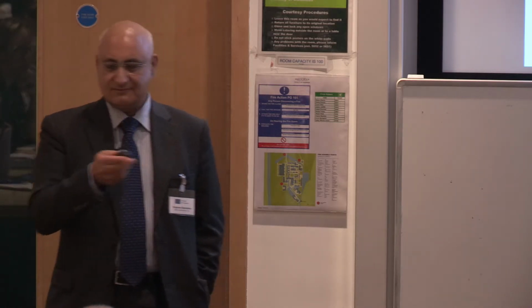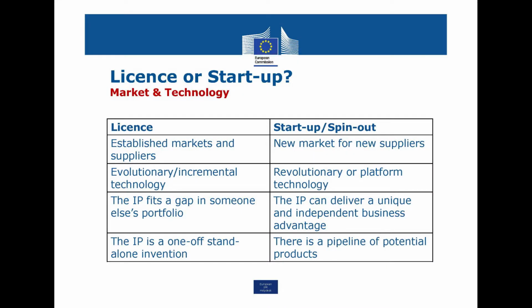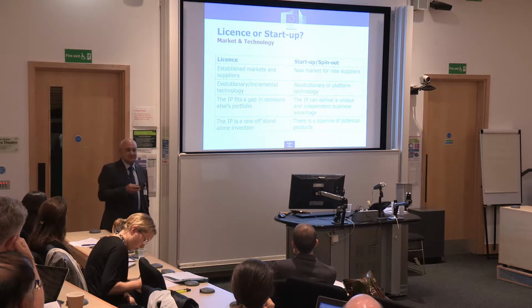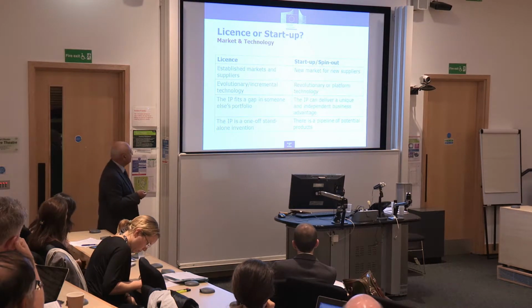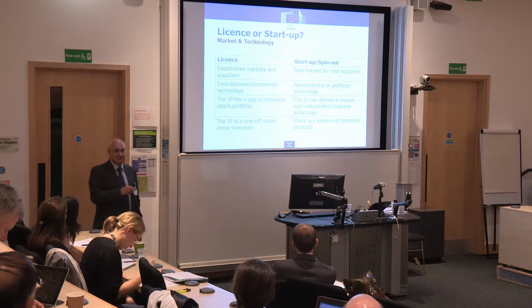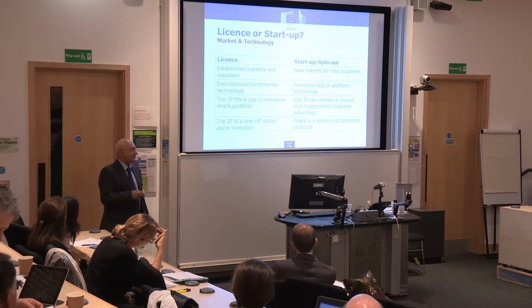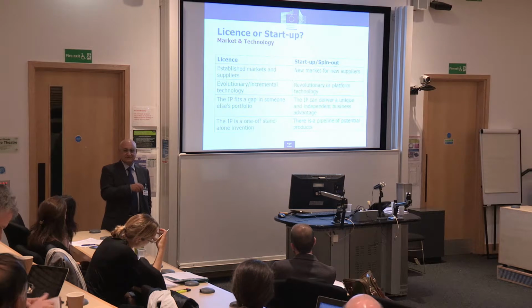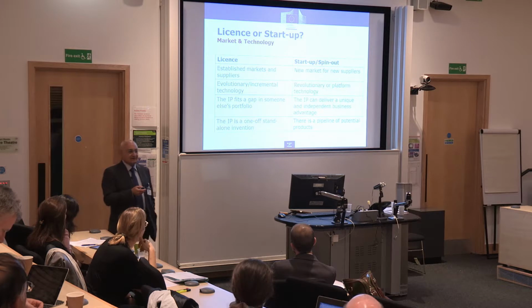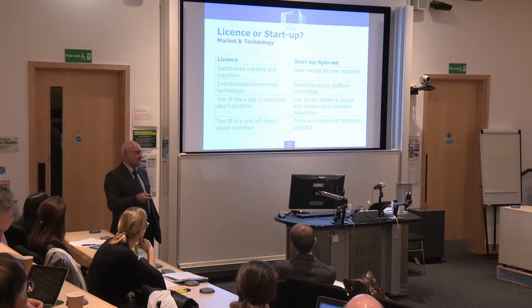So there are different reasons. And I've just put a couple of tables here, maybe as a checklist for some of the things you might want to consider, whether you want to license or start up or spin out or whatever you want to call it, company formation. If the market is established and there are established suppliers and markets in that area, maybe licensing is the best route, because you can go to someone who already knows the market, knows the customers, knows the area. If it's a new area, a new market with new suppliers, i.e. there's no one obvious, then perhaps you can think about forming a spin-out.